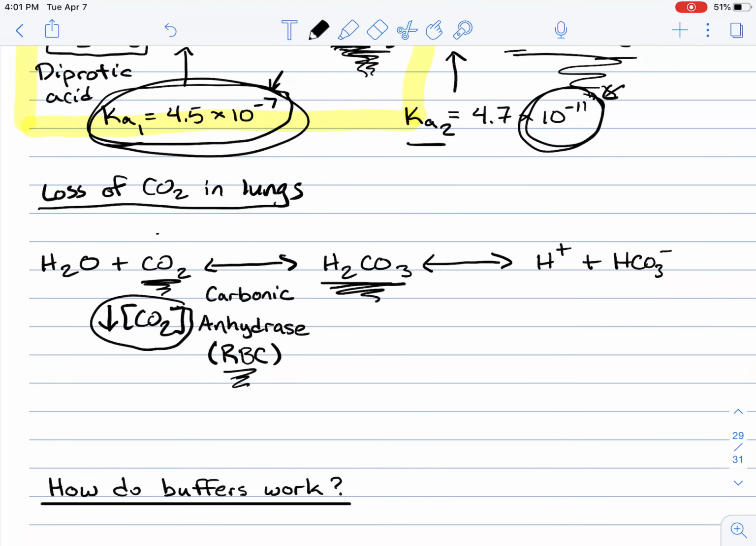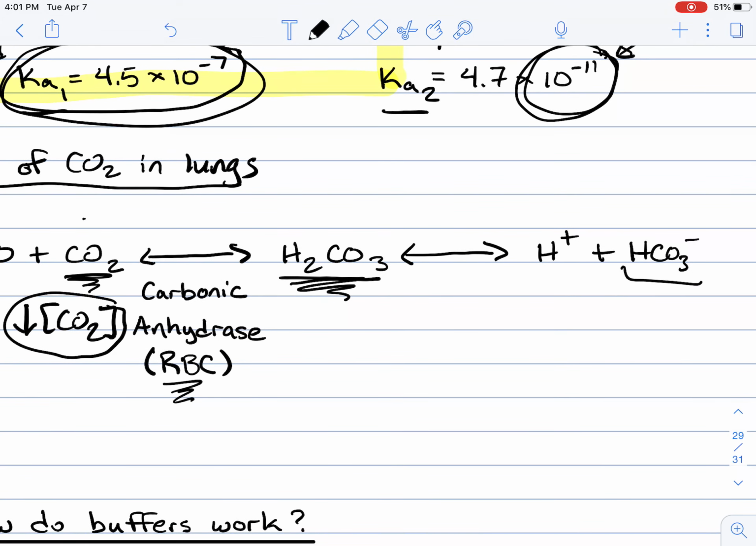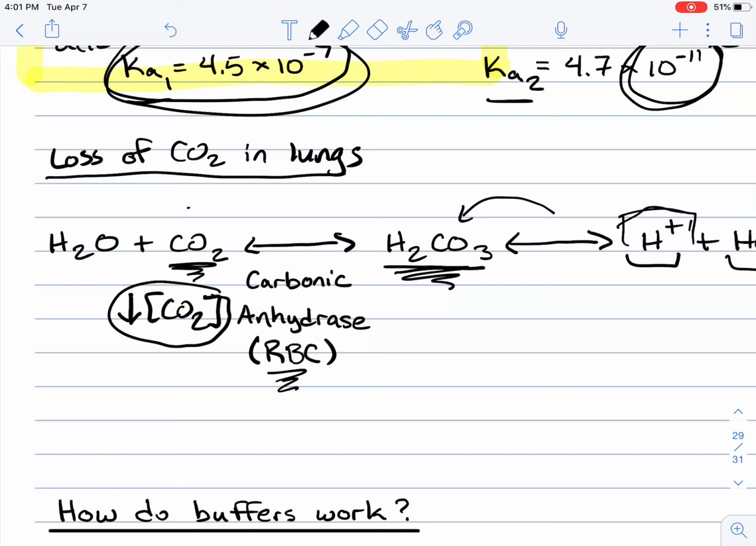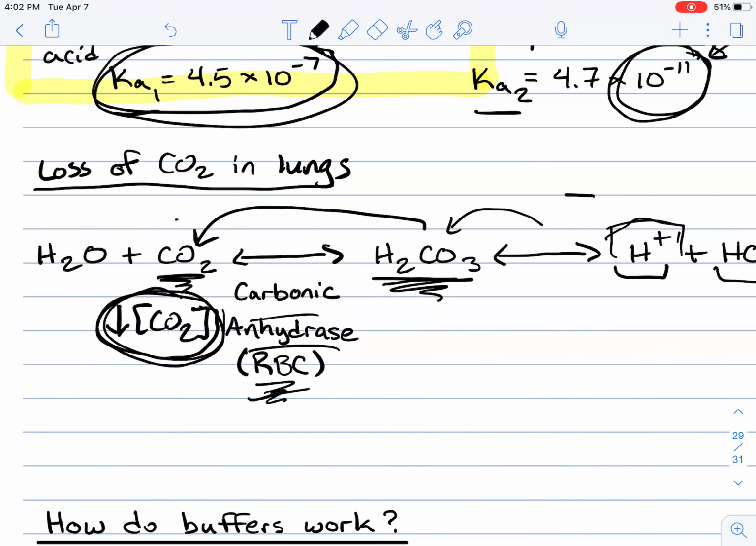And so since everything here is connected, to compensate for the excess CO2 that's lost in the lungs, this bicarbonate is going to react, or consume the hydrogen ions present in the solution, to form carbonic acid. That carbonic acid, through carbonic anhydrase, can replenish the CO2 that's lost. Overall, we have a shift in our equilibrium such that we're shifting the equilibrium to the left.